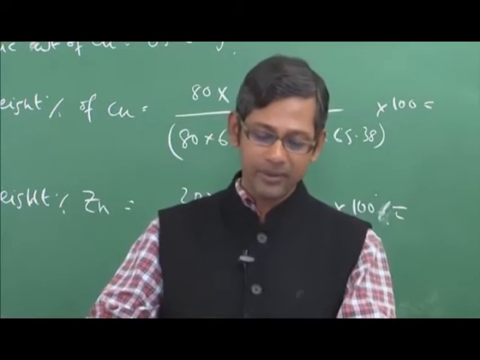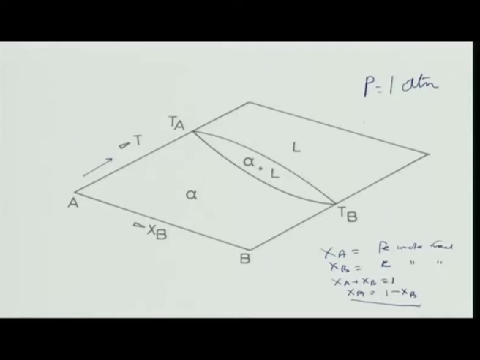Now, let us get back to this diagram, which is a section of this 3-dimensional diagram at 1 atmospheric pressure, and this diagram is shown here in this slide, where you see there are 3 zones. One is known as L, corresponding to liquid, the other one is known as alpha, corresponding to the solid phase, and there is a lenticular or lens-shaped zone known as alpha plus liquid. There are three zones.